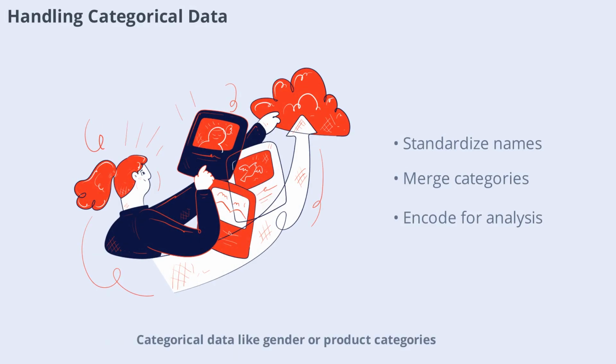Categorical data like gender or product categories often needs special attention. You may need to standardize category names, merge similar categories, or encode them for analysis. Proper handling of categorical data ensures that your analysis is meaningful and avoids confusion caused by inconsistent labels.